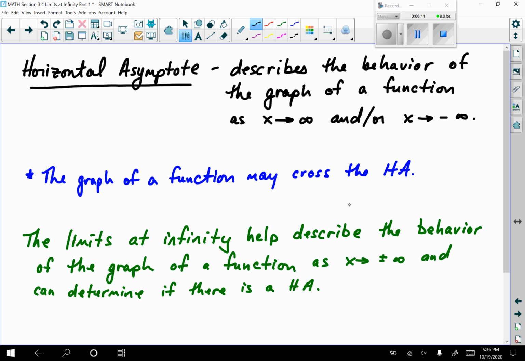So limits at infinity and horizontal asymptotes are pretty much the same process. If we find the limits at infinity, we can find the horizontal asymptotes. Or if we have a horizontal asymptote, we can help to find or write out the limits at infinity. So limits at infinity help describe the behavior of the graph of a function as x increases or decreases without bound, and can determine if there is a horizontal asymptote.